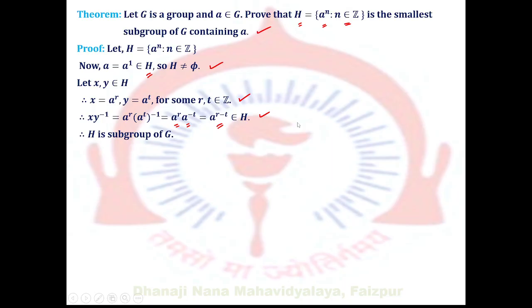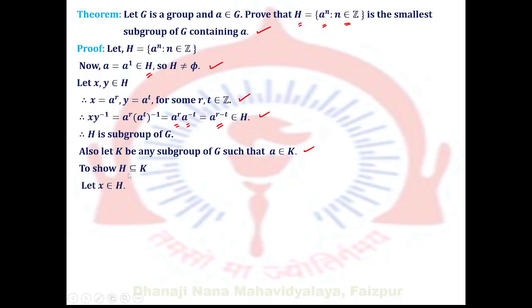Now we have to show H is the smallest subgroup of G of this type. So let K be a subgroup of G such that a belongs to K. So here we take any subgroup of G that contains a. Now we show here H is a subset of K. To show H is a subset of K, let x belongs to H. We show x is also an element of K. So because x is an element of H, it is some integral power of a. So x can be written as a raised to r for some r belongs to Z.